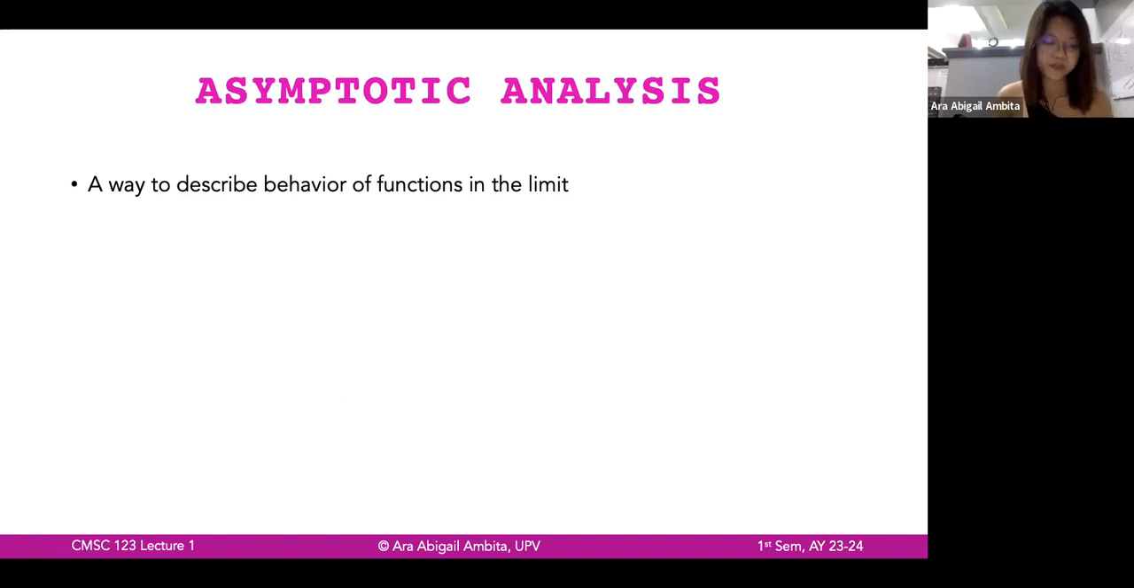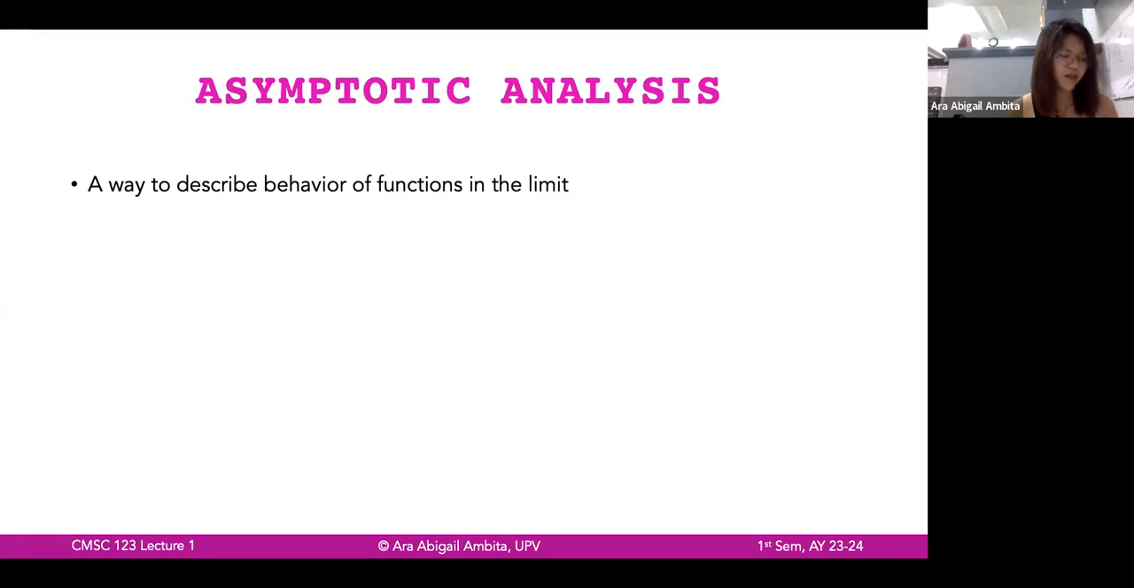Now what about the asymptotic analysis? Last time, we discussed the RAM model, but it is very tedious to count every time step. So we need to have some way for us to analyze the size of a certain function of a certain algorithm. What is asymptotic analysis? Asymptotic analysis is a way to describe the behavior of functions in the limit. So what is this? Mom, I don't understand what that means.